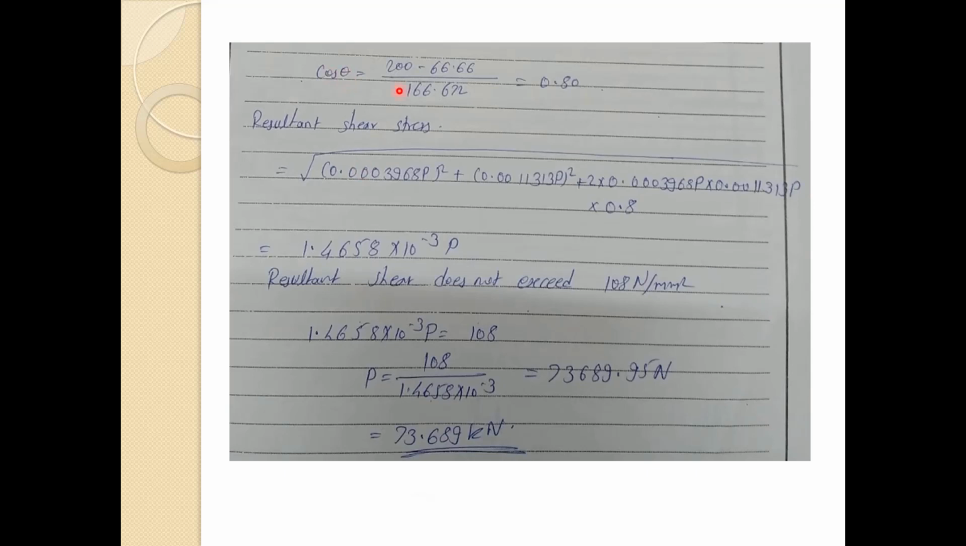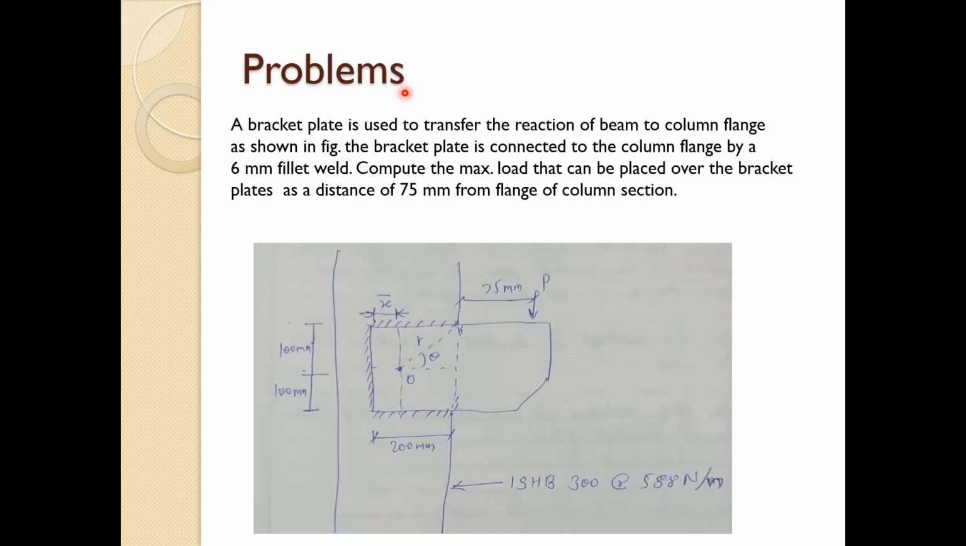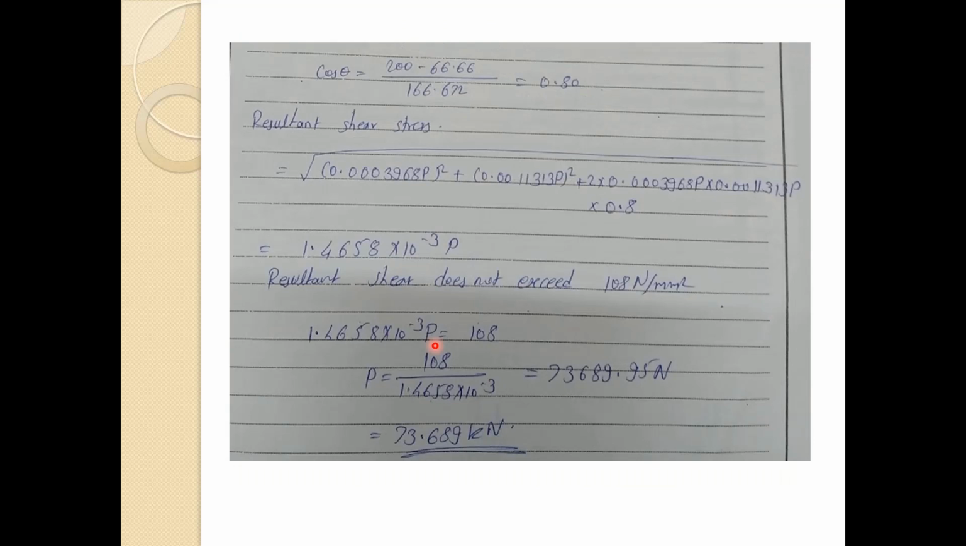And the cos theta. So again this is cos theta. So cos theta is nothing but this adjacent side divided by the hypotenuse. So this adjacent side divided by hypotenuse, so it is 0.8. So by putting into the resultant's formula, under root direct shear stress squared plus twisting shear stress squared, plus 2 into both the shear stresses into cos theta, you'll get 1.4658 into 10 raised to minus 3 P.